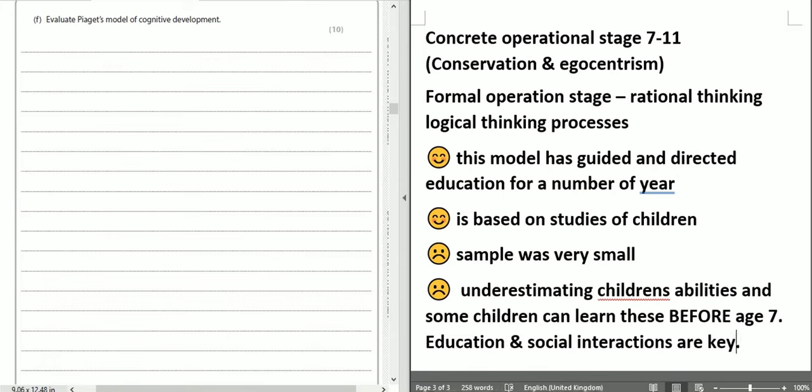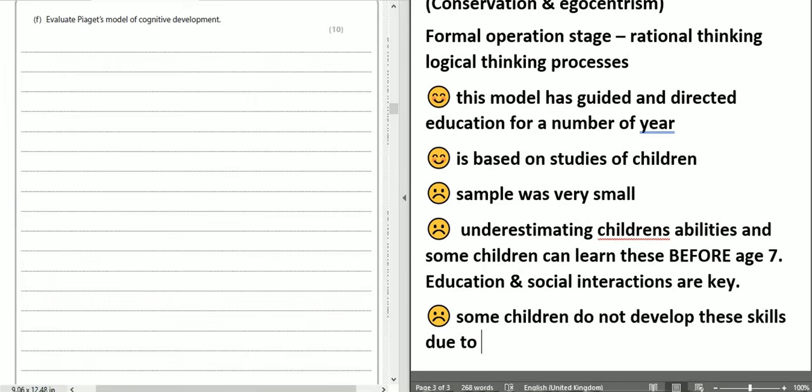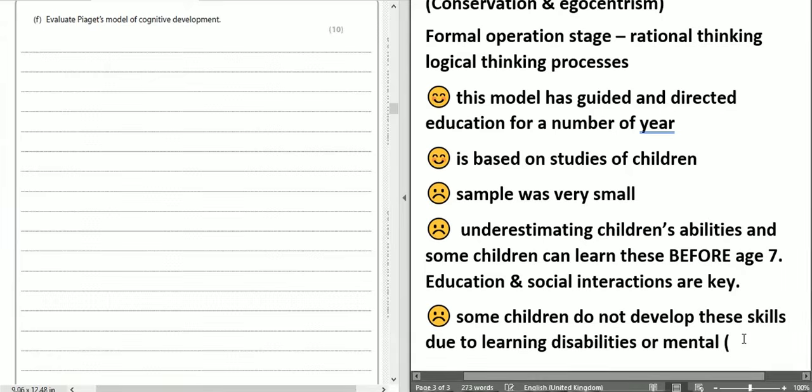We could also criticize his theory for another one, is that some children do not develop these skills due to learning disabilities or mental health. So, for example, particularly about the egocentrism and understanding emotions, if you think about children who maybe have autism, they find it very, very difficult to read emotions and understand what people are thinking or feeling or see from someone else's point of view. So there are criticisms of his theory.